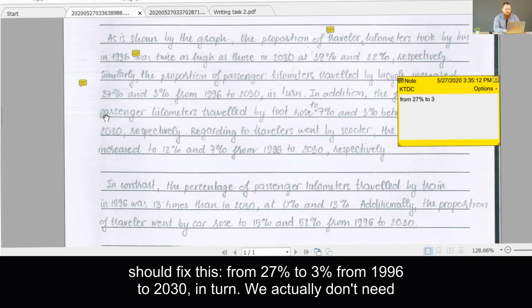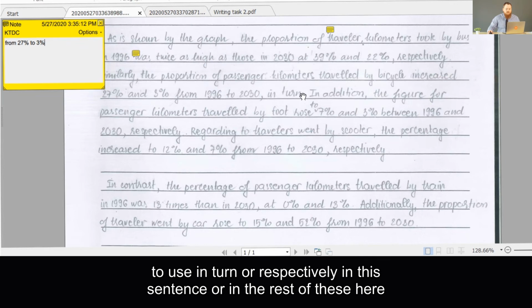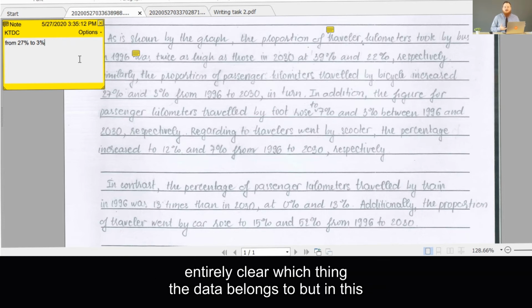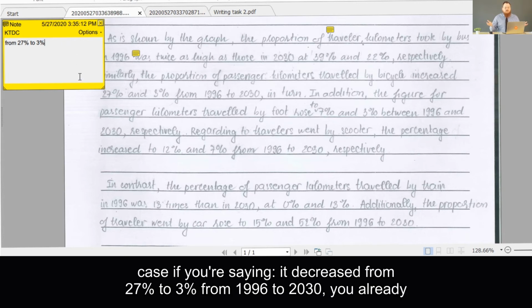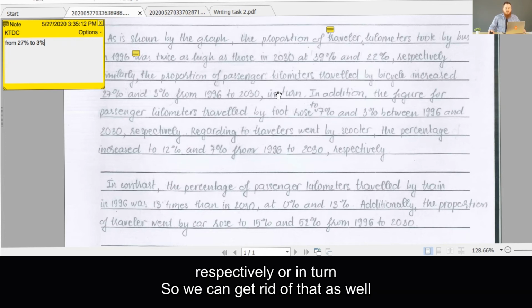From 27% to 3% from 1996 to 2030. In turn, we actually don't need to use "in turn" or "respectively" in this sentence or in the rest of these here, because of the meaning of "respectively" or "in turn". We use those when it's not entirely clear which thing the data belongs to. But in this case, if you're saying it decreased from 27% to 3% from 1996 to 2030, you already know exactly which years the data belongs to, so you don't need to use "respectively" or "in turn". So we can get rid of that as well.